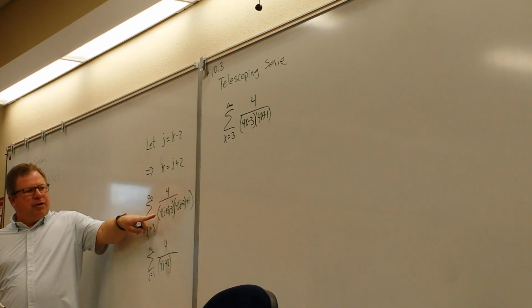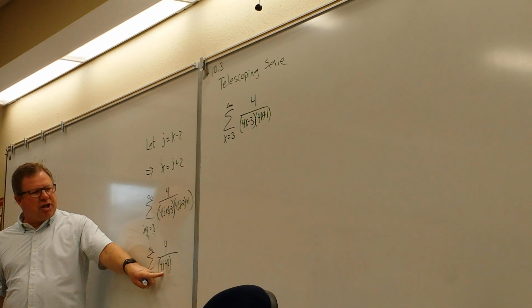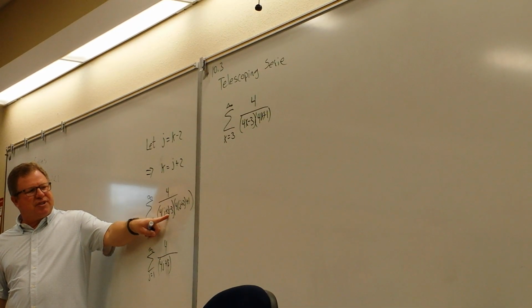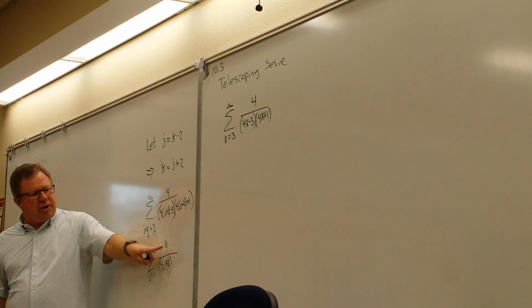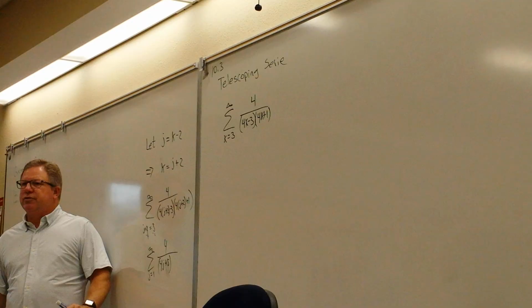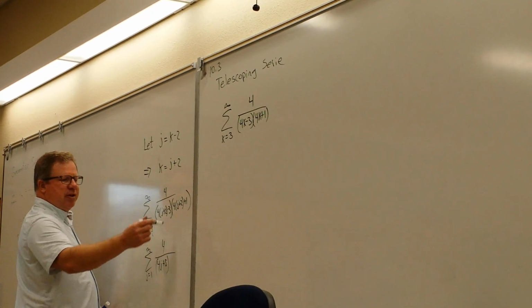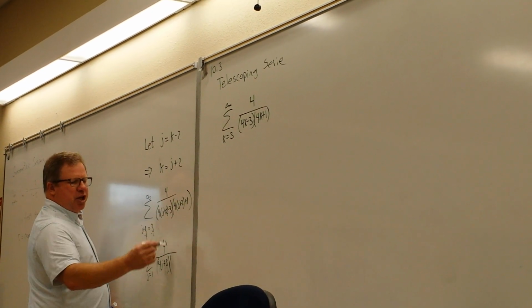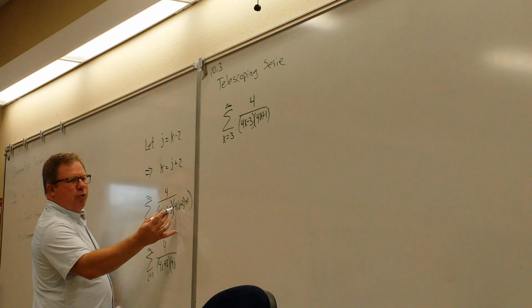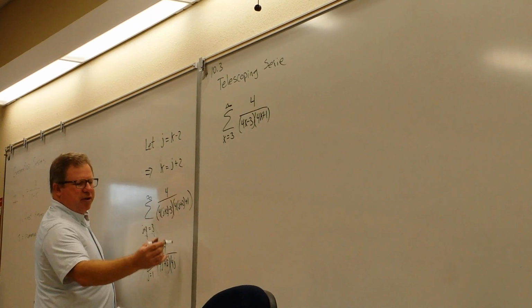Simplify this in here. 4 times j is 4j. 4 times 2 is 8. 8 minus 3 is 5. Is that okay? Now we're going to do the same thing here. 4j. 4 times 2 is 8. 8 plus 1 is 9.